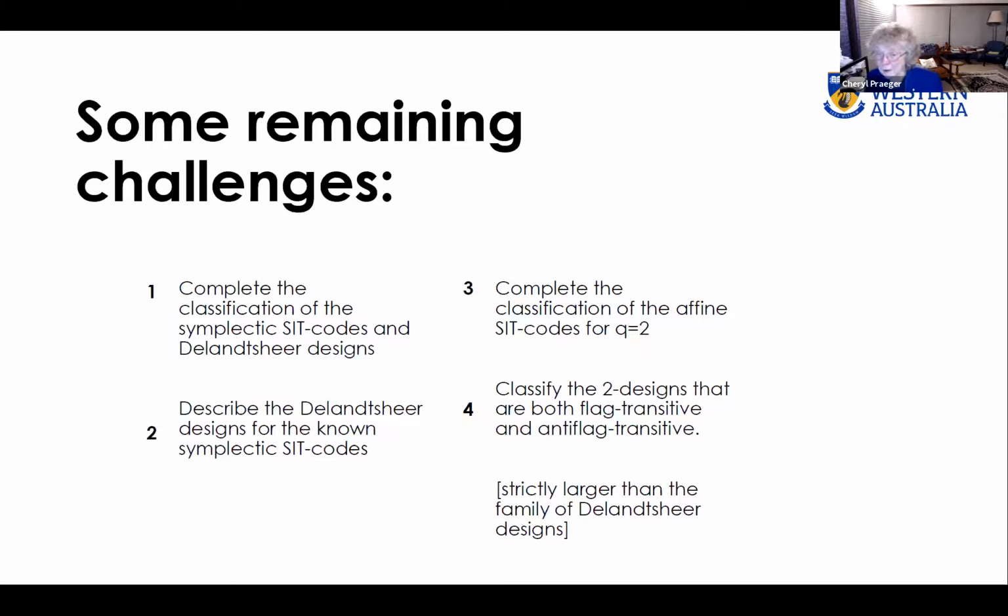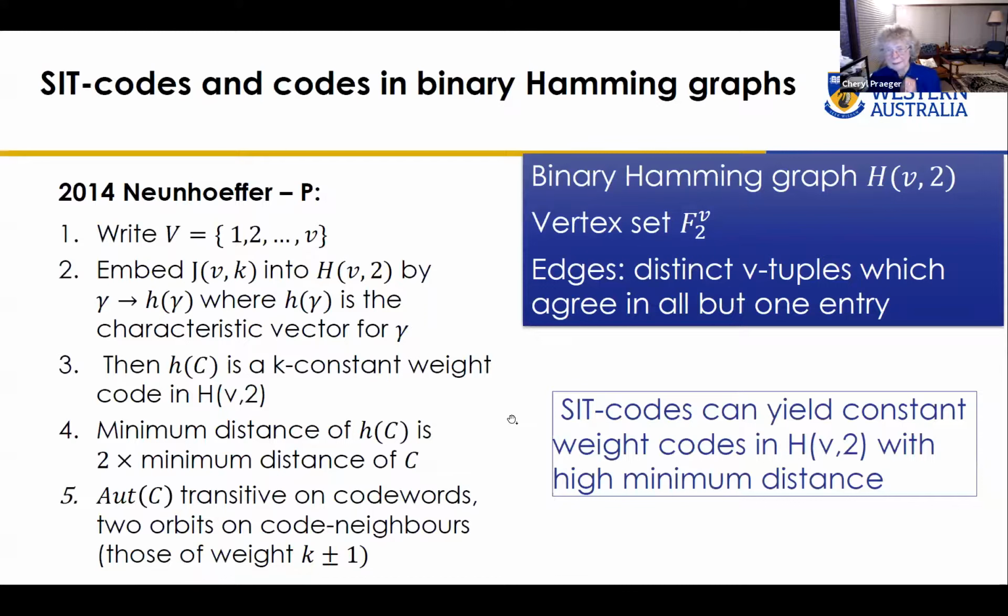It's a strictly larger family than the Delandtsheer designs. There's one last finale coda that I wanted to put in here. When I was doing this work with Max Neunhöffer, we were finding all these fabulous examples from the sporadic 2-transitive groups. And we thought, gosh, most people thinking about codes think about strings of zeros and ones. And that's thinking of codes in the binary Hamming graph. You could kind of imagine embedding our Johnson graph into the binary Hamming graph.